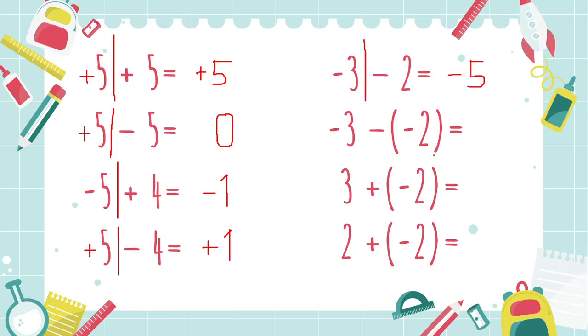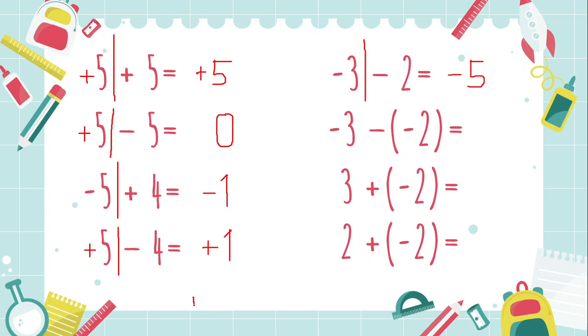Now how about our next example? As you can see here, we have two signs beside each other. Before we process this one, let's simplify the two signs first. This parenthesis, as we all know, also symbolizes a multiplication sign. So let's recap our multiplication of integers.